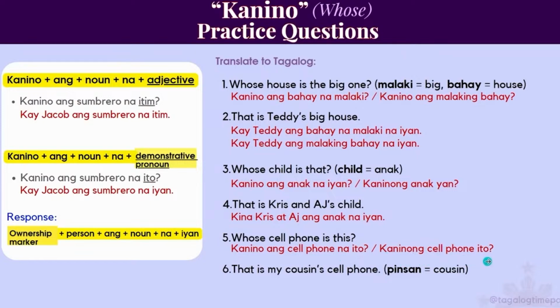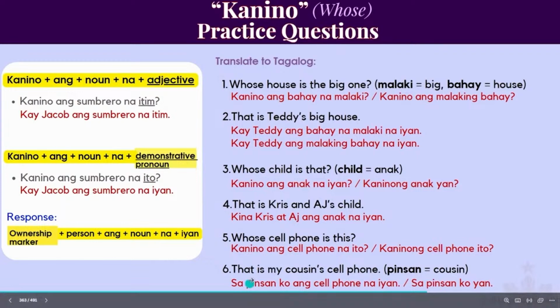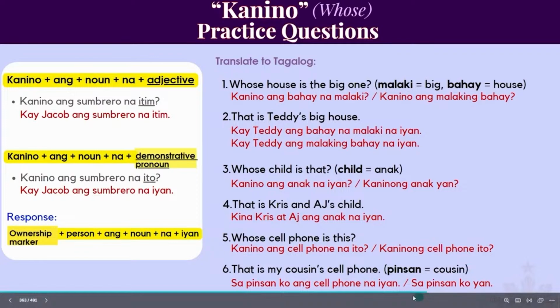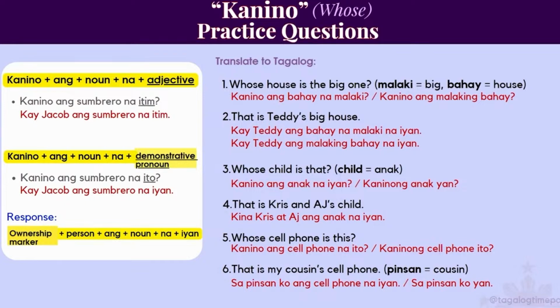Kaninong cellphone ito? And then the response, that is my cousin's cell phone. Cousin in Tagalog is pinsan. Sa pinsan ko ang cellphone na iyan. I want to point out sa is the ownership marker that you use because it's not a specific person, right? The person is unnamed. So sa pinsan ko ang cellphone na iyan. Or just in common conversation, you might hear, sa pinsan ko yan. Or even the shortest answer, sa pinsan ko.